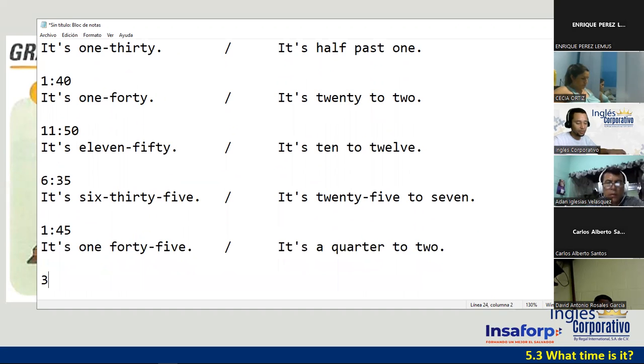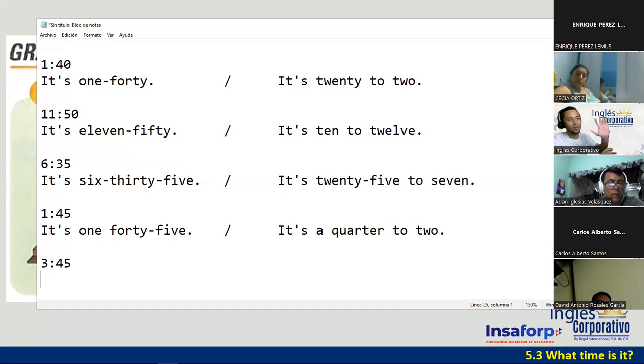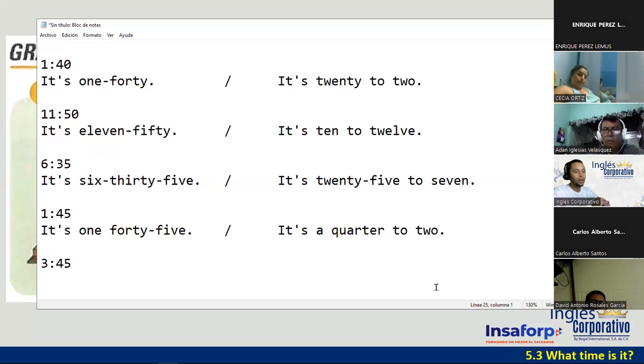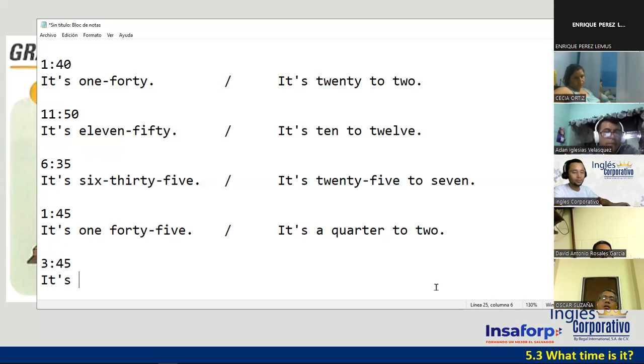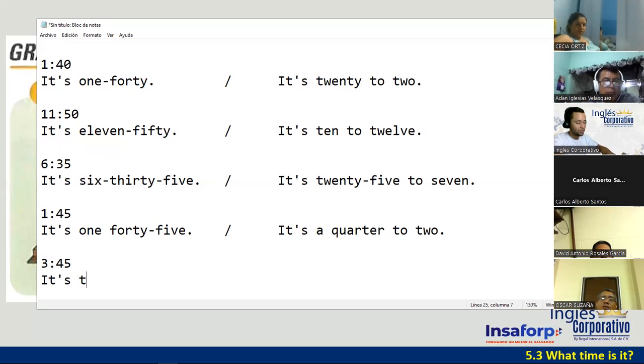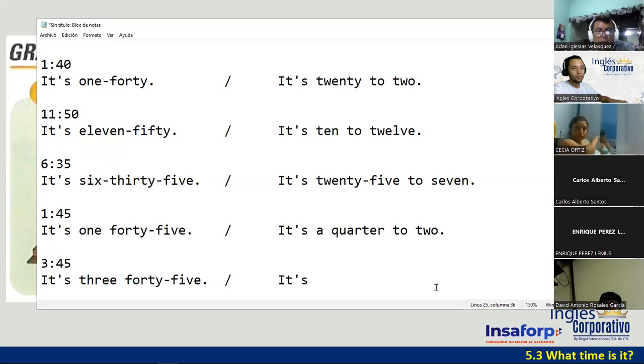Let's see. What if I have, for example, what time is it? I need a volunteer, please. Alan. It's 3:45. Or is a quarter to 4. That is correct. Es un cuarto para las cuatro. That is correct. Very good.